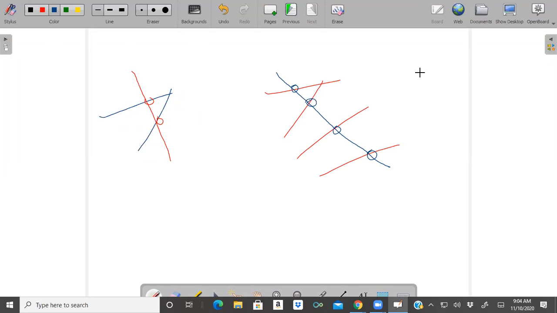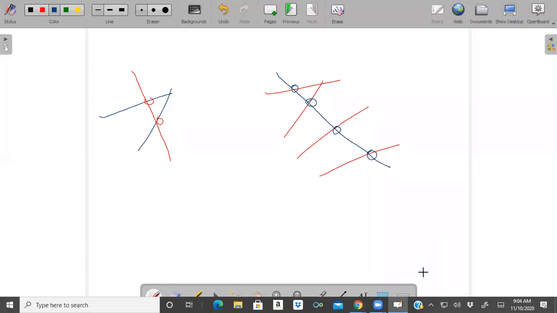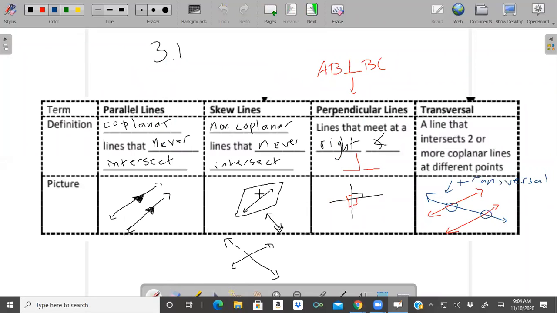Does anyone have any questions on anything so far? Oh, what was the skewed lines image, or picture? Skew lines looks like this.